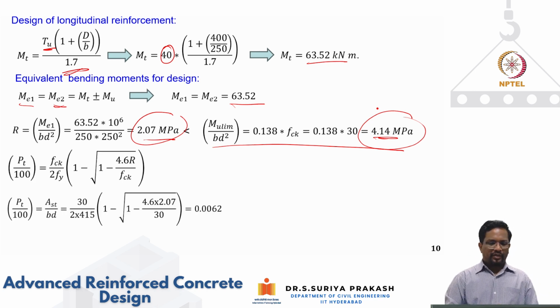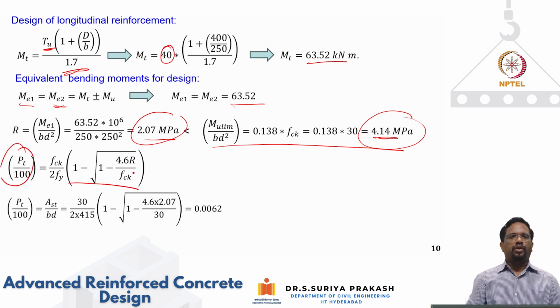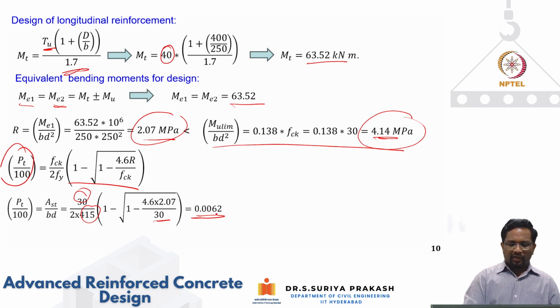And then we go ahead and calculate the percentage of your tension steel. You remember we developed this quadratic equation in the form of R and FCK and Fy. So you plug in FCK equal to 30, Fy equal to 415, and PT, you know the definition for PT, which is 100 AST by BD. So PT by 100 will be AST by BD, and you plug in the value for R, which we calculated to be 2.07, and FCK is 30. You'll find that PT by 100 is 0.0062, so PT is 0.62.